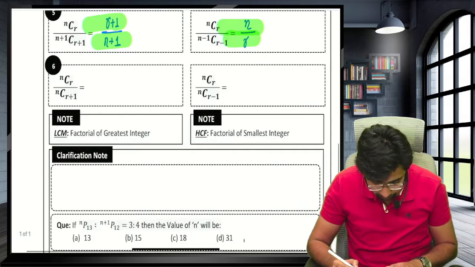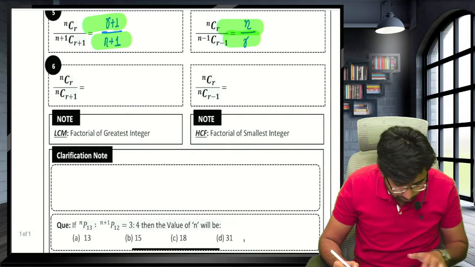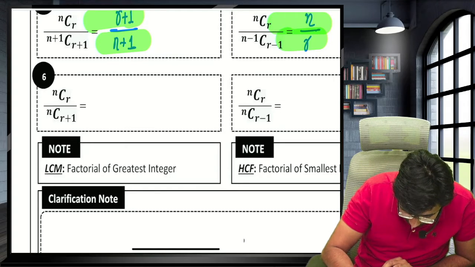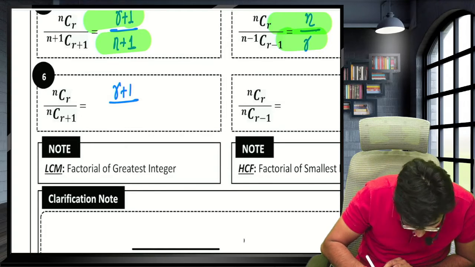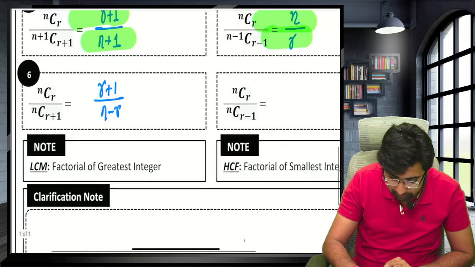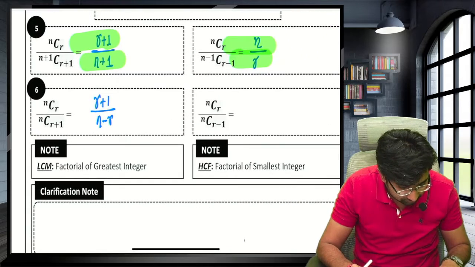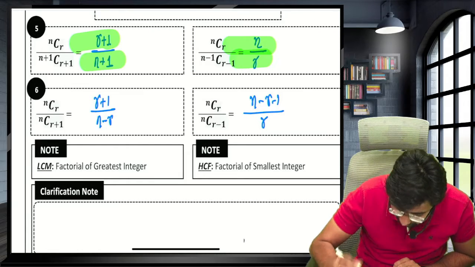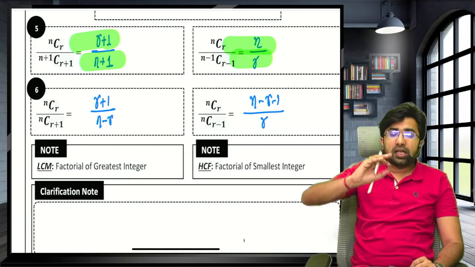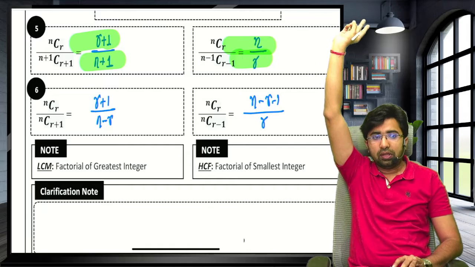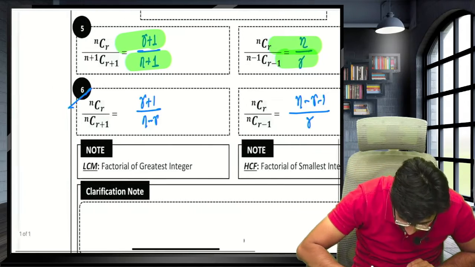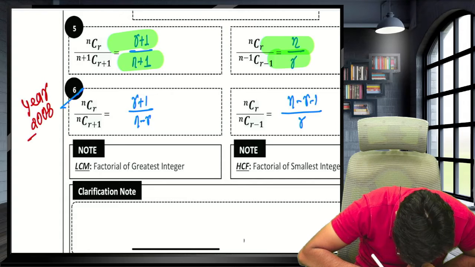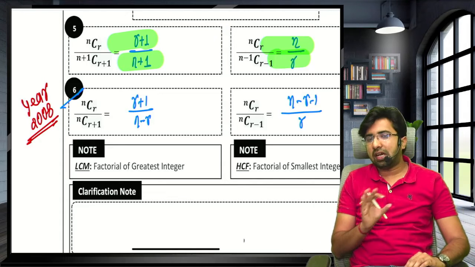Now come to the concept notebook, guys. The institute has not asked a question on this, but please remember this ratio also. This is R plus 1 upon N minus R. And guys, NCR upon NCR minus 1. This ratio is N minus R minus 1 upon R. Till now, in the year 2008, they asked a question on this, but after that, they have never asked this question.